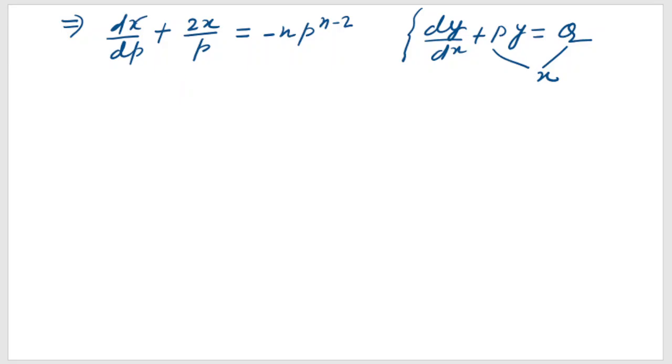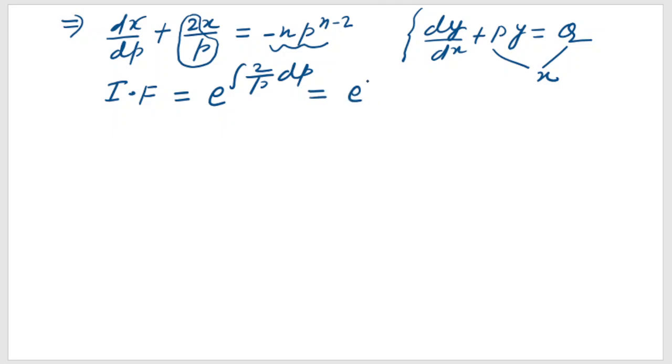So here you can see that we have dx by dp, and here we have p, so in place of p we have this term 2 by p, and this is our capital Q. So how to solve this kind of differential equation? First you find the integrating factor, which is e to the power integration of 2 by p dp. Yes or no? So it will be equal to e to the power 2 log p, which is basically p square, and then you write the solution.